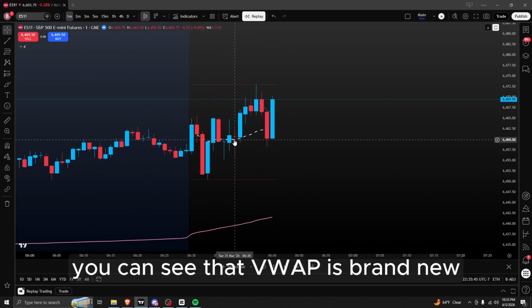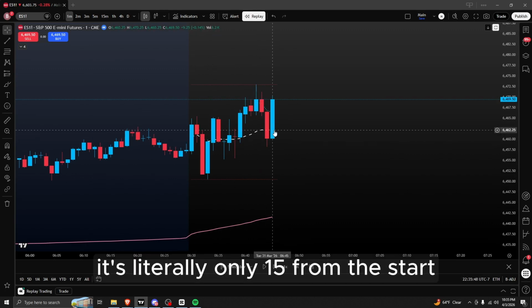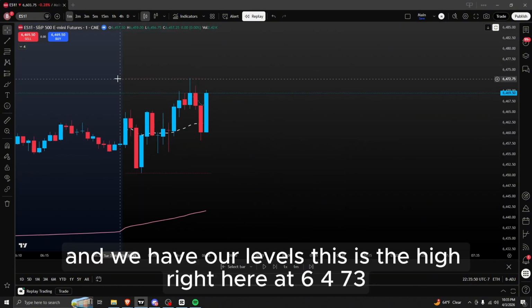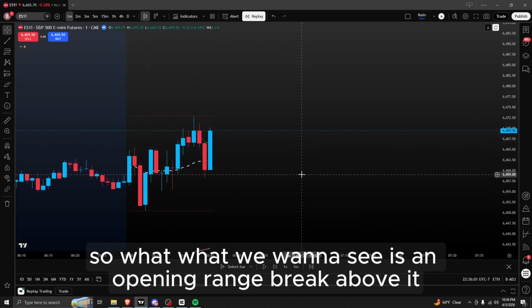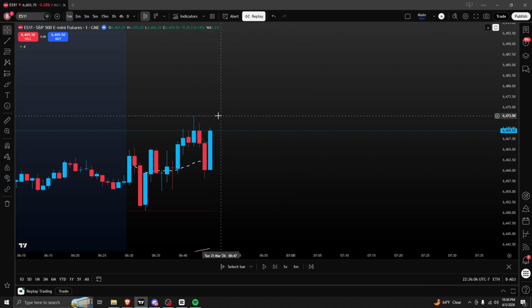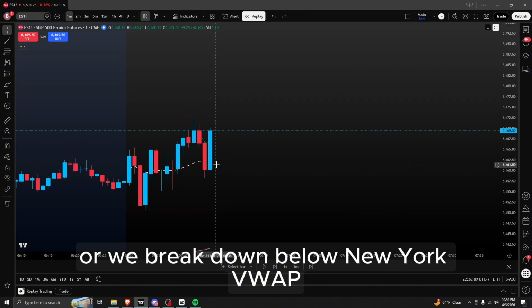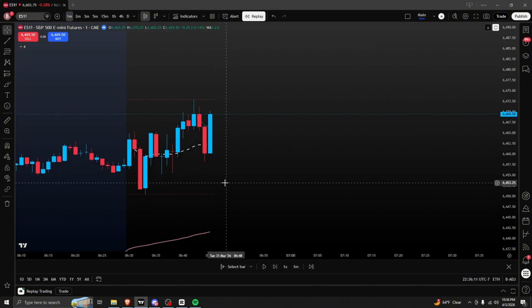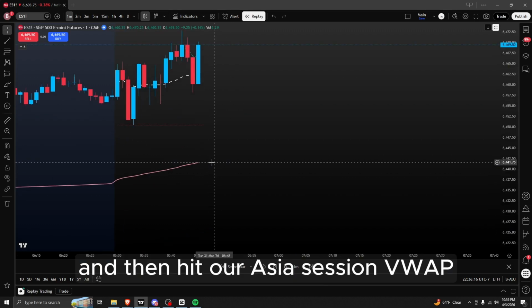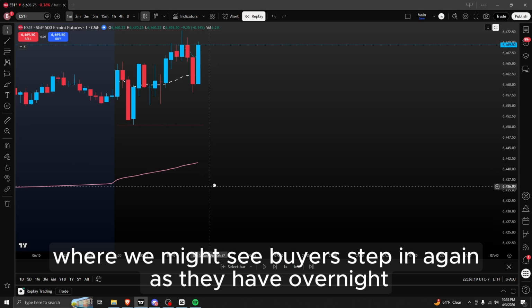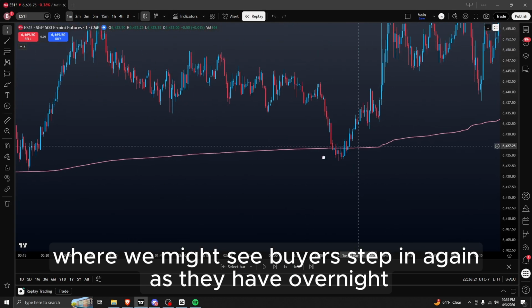You can see that VWAP is brand new. It's literally only 15 minutes from the start. And we have our levels. This is the high right here at 6473. And then we have the low right here at 6450.50. So what we want to see is an opening range break above it, or we break down below New York VWAP, possibly break down to the opening range low, and then hit our Asia session VWAP, where we might see buyers step in again as they have overnight.